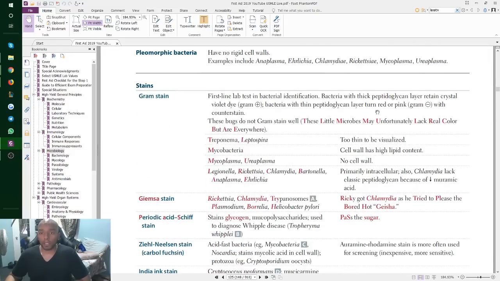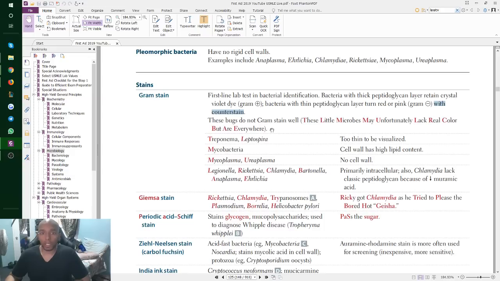Bacteria within the peptidoglycan layer turn red or pink with the counterstain, which is gram-negative. These bugs do not gram stain well, and these are the ones down here. So there's many ways of memorizing it. I mean, these little microbes may unfortunately lack real color, but are everywhere is a very long sentence. It doesn't really tend to do the job.